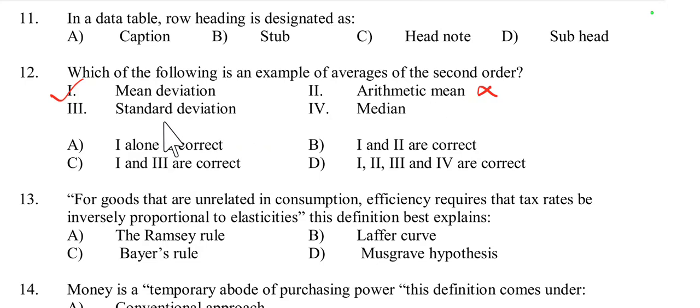Then standard deviation. It is also right, because standard deviation is a measure of dispersion or variability that is based on the mean, and it is considered a second order average. Then fourth one is median. This is a measure of central tendency, not dispersion, so it is not correct. So options 1 and 3 are correct. Option number C.